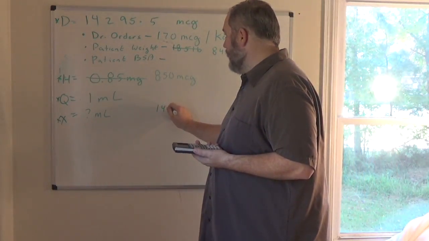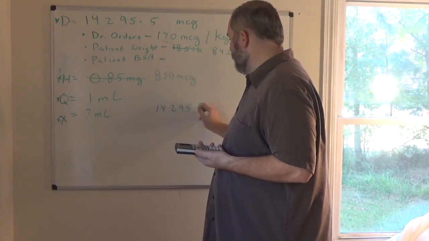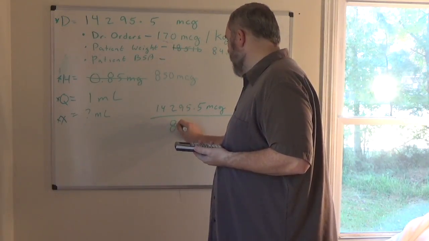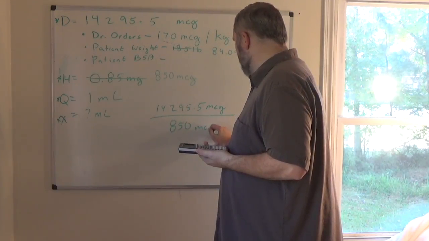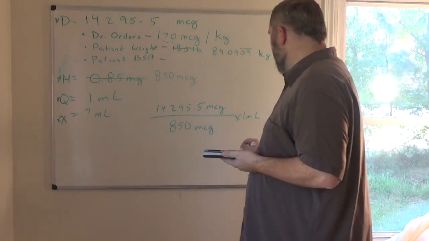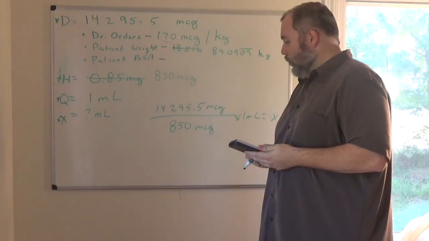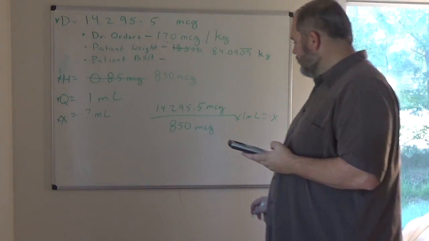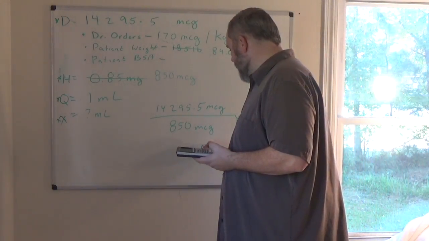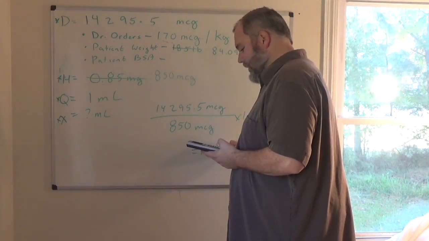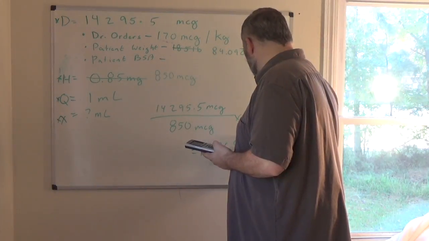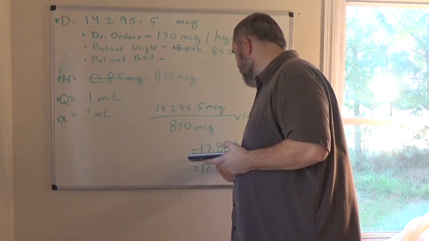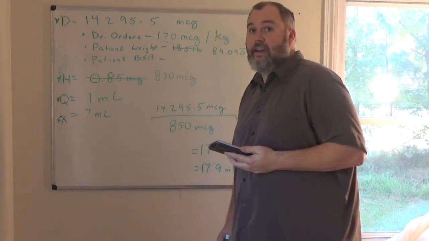My D is 14,295.5 micrograms divided by 850 micrograms times 1 ml. And when it's equal to my X, work this all the way out, I get 17.869 blah blah blah mLs, but the problem told me to round to the nearest tenth. So I should get about 17.9 mLs of that medicine.